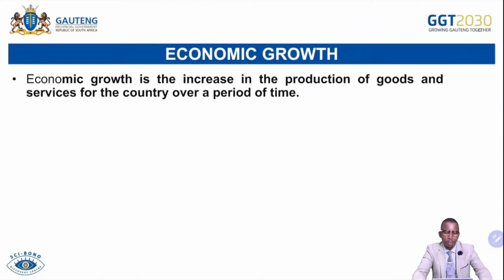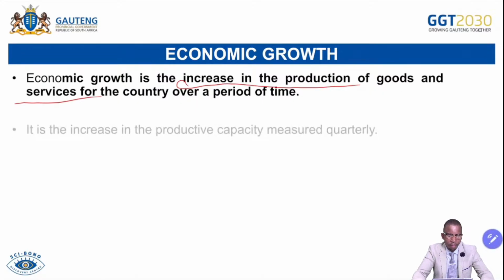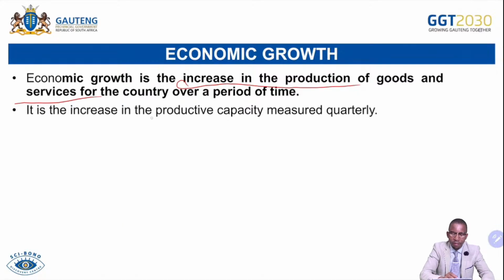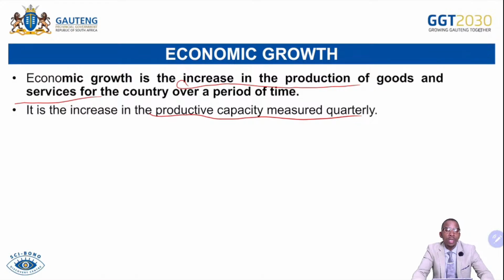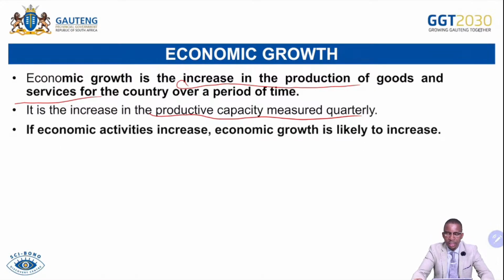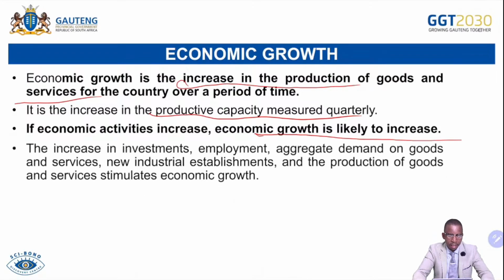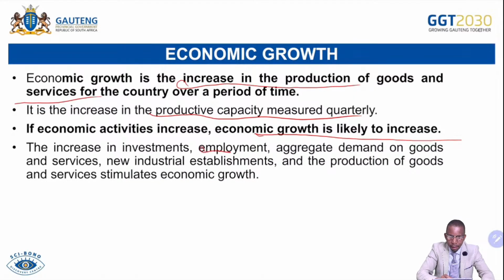Now, the concept of economic growth. So economic growth, we said, is the increase in productive capacity of production of goods and services in the country over a period of time. It is the increase in productive capacity measured quarterly. So we measure economic growth per quarter. Remember, a quarter takes the period of 3 months. If economic activity increases, economic growth is likely to increase. That's why we say in definition, economic growth is the increase in economic activities. The increase in investment, employment, aggregate demand on goods and services, new industrial establishment, and the production of goods and services stimulates economic growth.